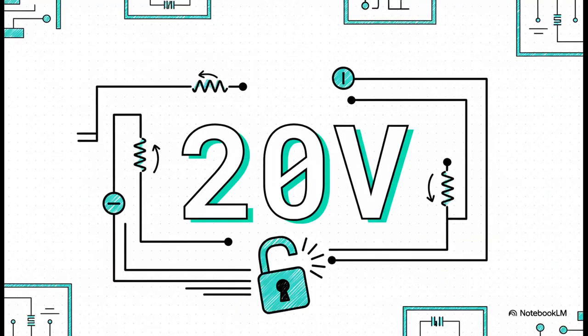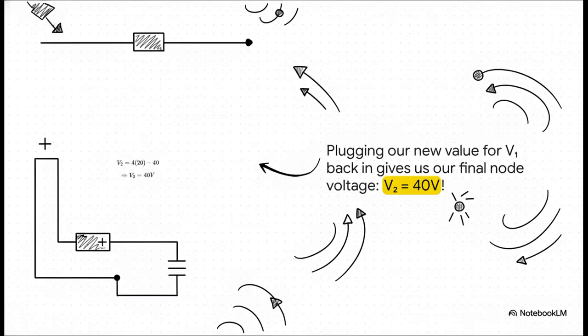And there we have it. After a little bit of rearranging, we find out that the voltage at our first node, V1, is exactly 20 volts. The first lock has just clicked open. Now that we know V1, the rest is a piece of cake. We just plug that 20 volts back into our earlier expression for V2 and boom, we get our second answer. V2 is 40 volts.